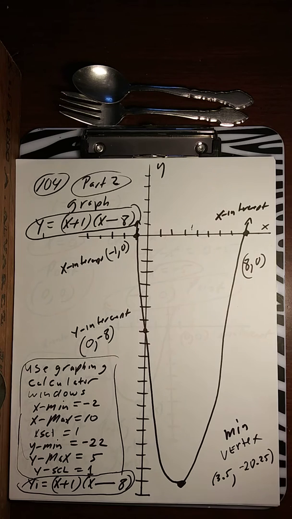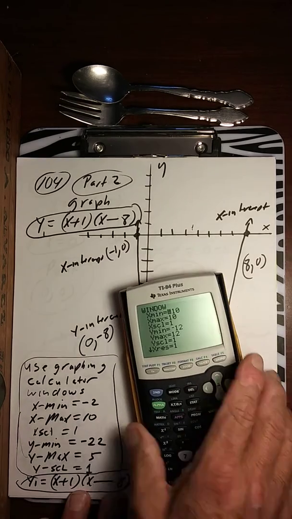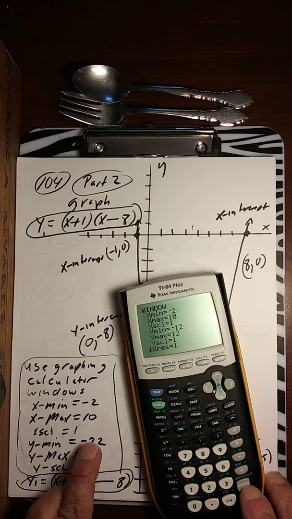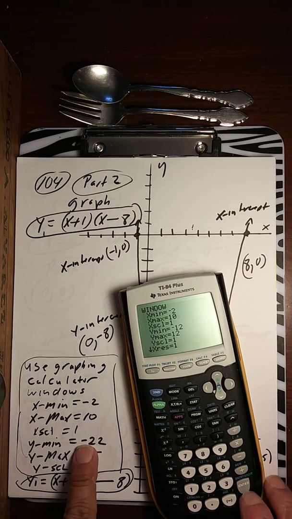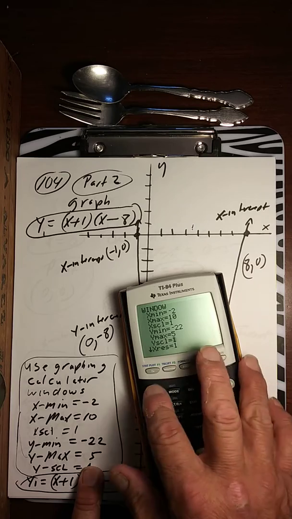connect the dots. Or can you do it in a graphing calculator? Yes, of course. Let's do that right now. Let's set up the window to be negative 2 and 10, and scale is 1. That's fine. Negative 22 and 5. And that should be okay, I think.